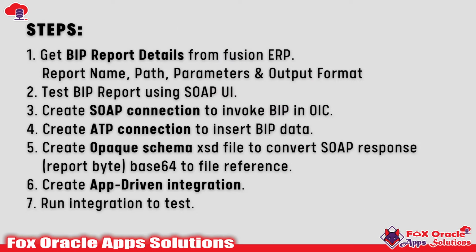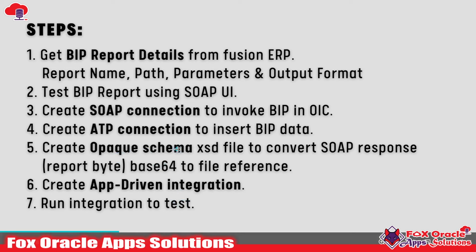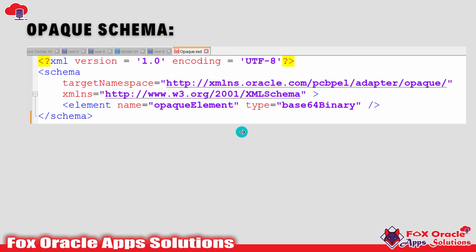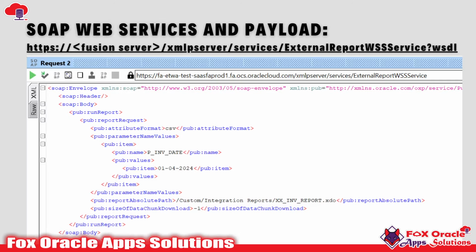As you know, we require the opaque schema in OIC to convert the file's base64 code into a file. This is the opaque schema structure. You can find this on Google, or make a note of it and save the file as opaque.xsd. Whatever name you want to give, you can give, but the extension will be .xsd. This is the opaque schema. You can see the element name is opaque. This opaque element will take a base64 code as input, and it will convert that base64 code into the file reference.